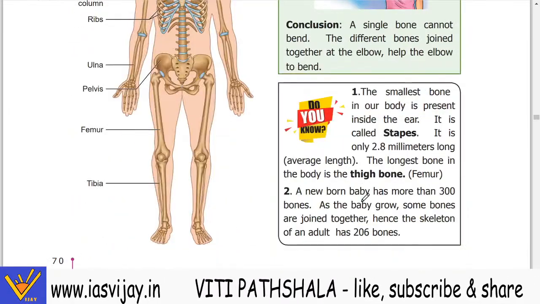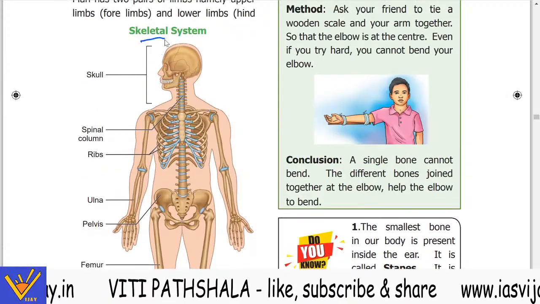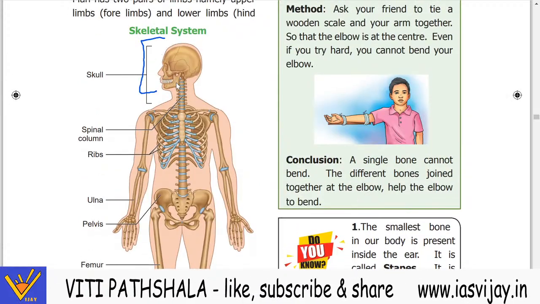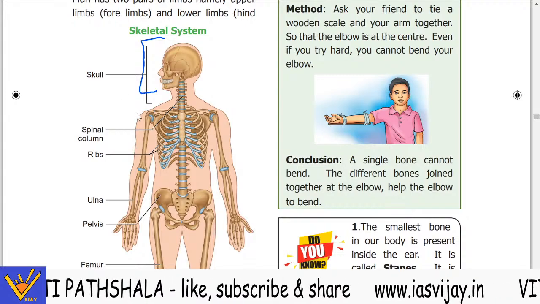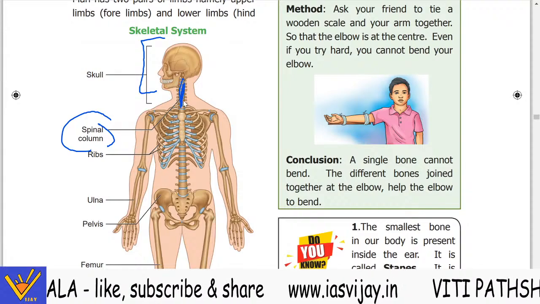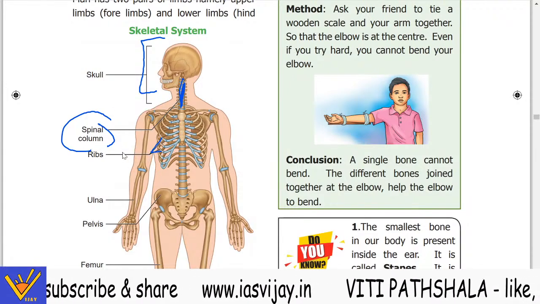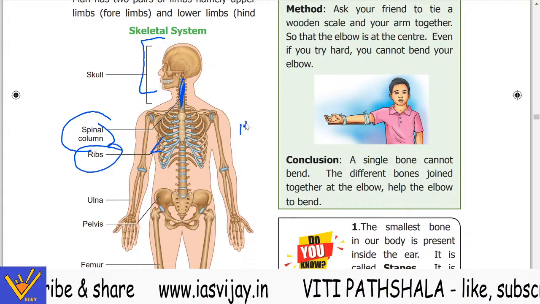So let us study through the diagram of the skeleton. You will find that this upper part is your skull. Then the next part is your spinal column. So this one is your spinal column. Then this part is your ribs. They are 12 in pairs.